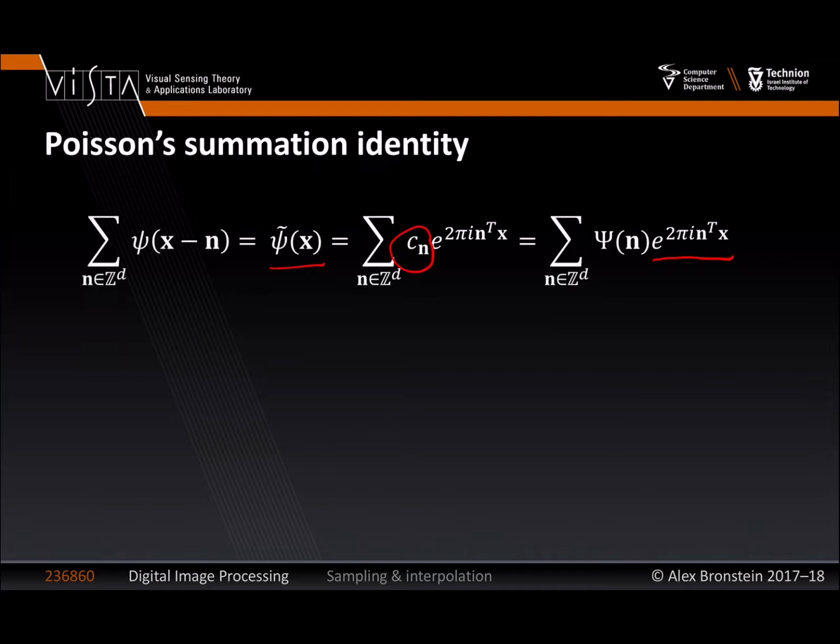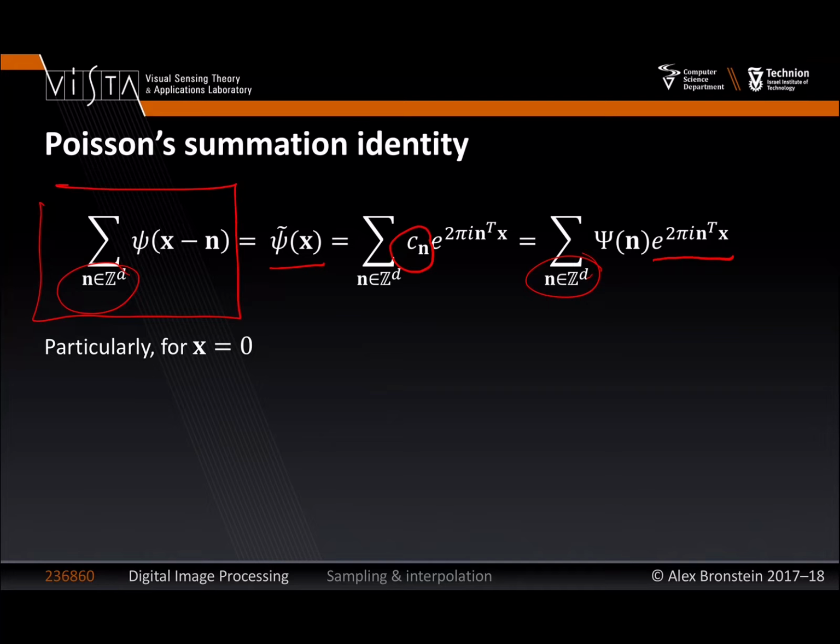And on the other side, we have the definition of what it means to periodize psi, right? We periodize it, we simply sum the replicas on the same integer lattice here and here, right? And let's now consider the particular case for x equals 0. Let's substitute x equals 0 into this identity. So I care, of course, about the identity between this and this. Okay?